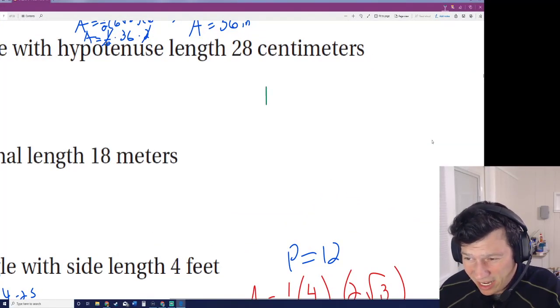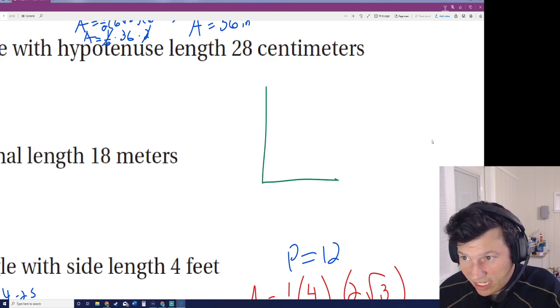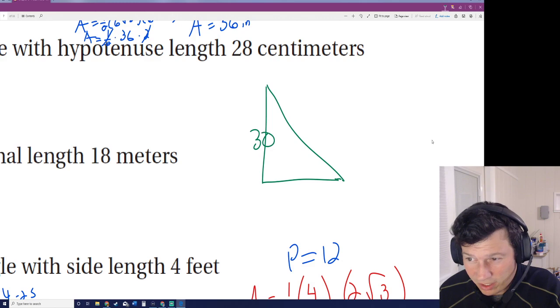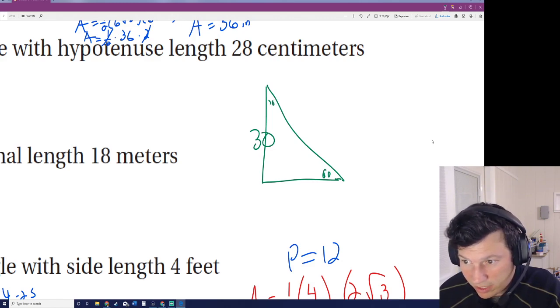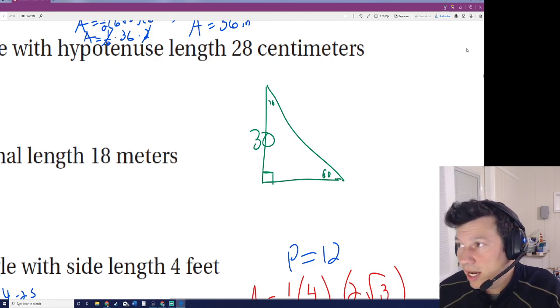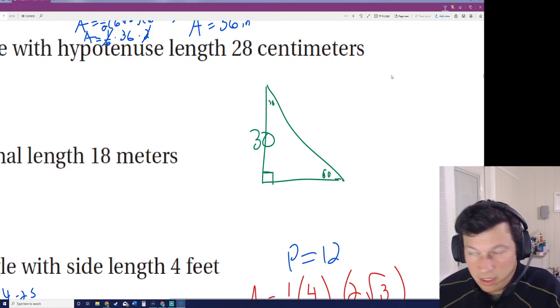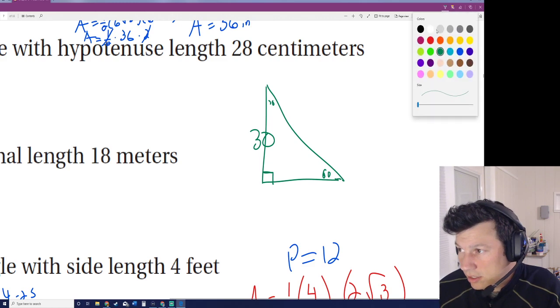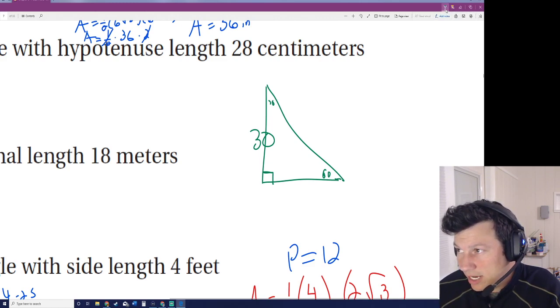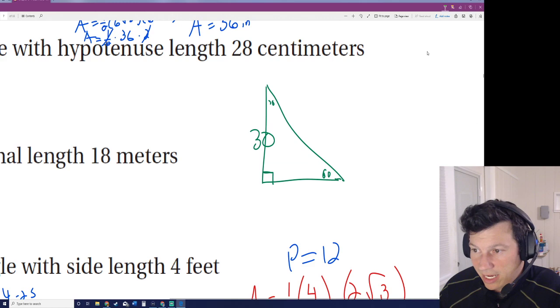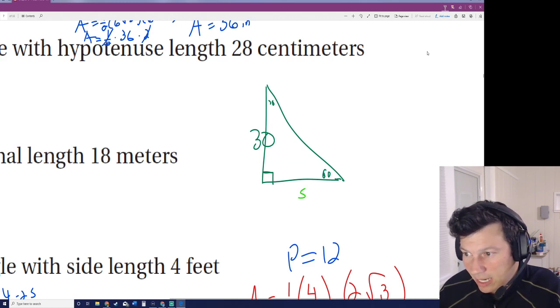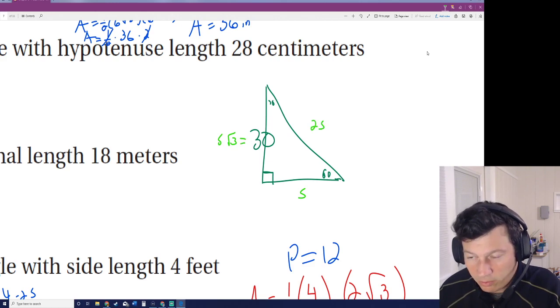So the idea is that I need to find the perimeter, which means I need to find the side. If this right here is 30, and this is 30 degrees, and this is 60 degrees, and that was 90 degrees, then if I label my sides, opposite my 30 is S, opposite my 60 is S root 3, and this is 2S. Now I end up with S root 3 equals 30.